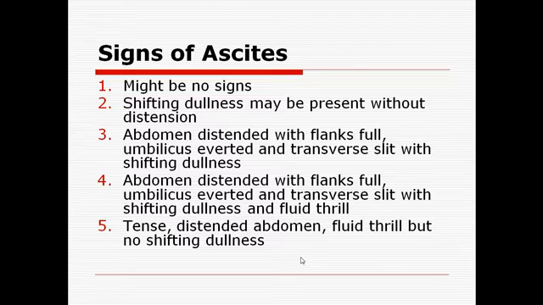Signs of ascites. Shifting dullness may be present without distension. Remember, shifting dullness may be present without distension. Abdomen distended with flanks full, umbilicus everted, and transverse slit with shifting dullness. Whenever you face a long case, if your case is chronic liver disease, you have to find this kind of finding. Abdominal distension, flanks full, umbilicus everted, and transverse slit with shifting dullness.